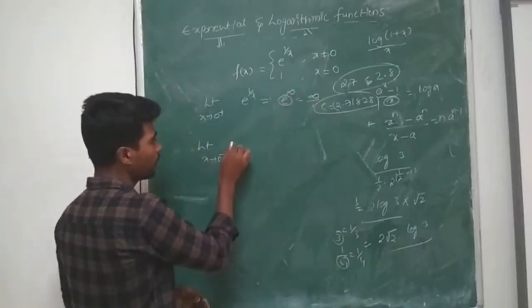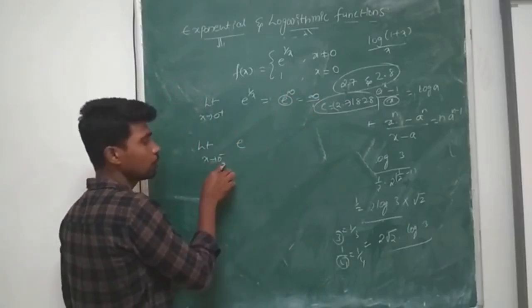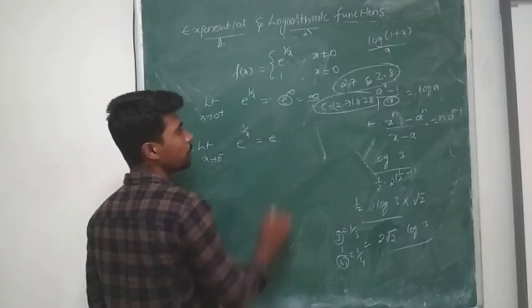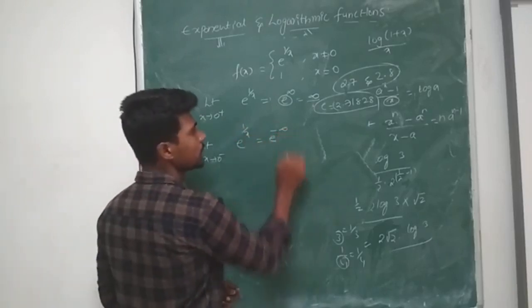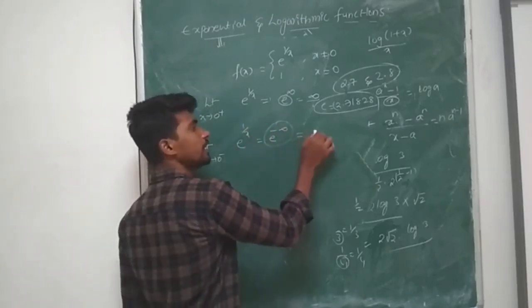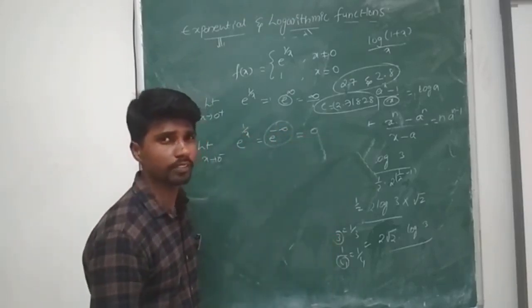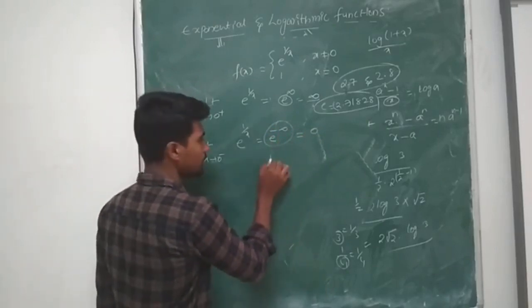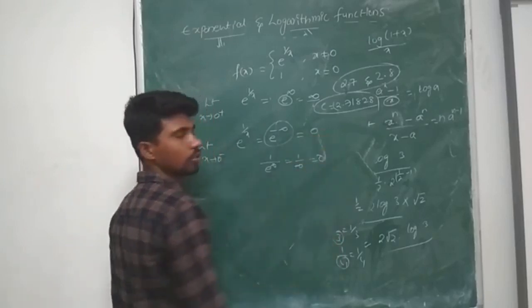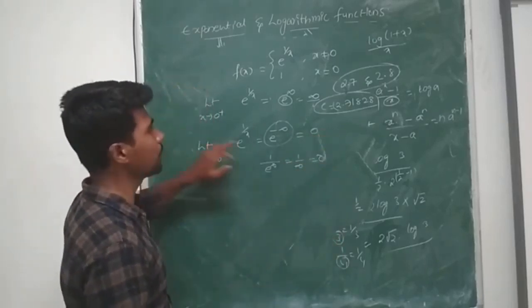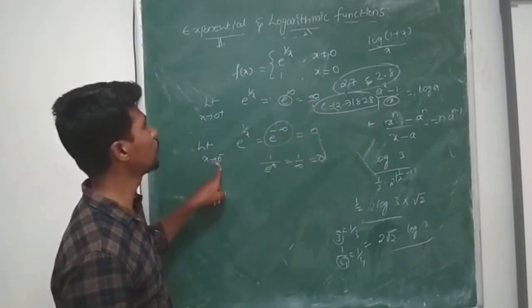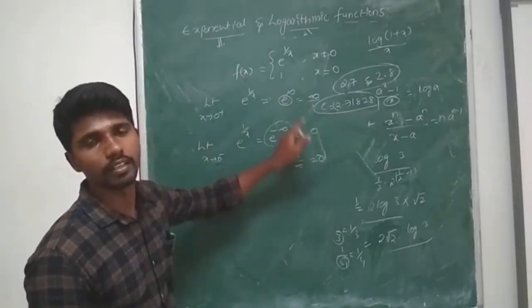Now you check for x tending to 0 minus, e power 1 by x. Then what do we get? E power minus infinity. So e power minus infinity gives 0. Why does e power minus infinity give 0? E power minus infinity is nothing but 1 by e power infinity, which is nothing but 1 by infinity, which is 0. See, the right limit and left limit are not equal. Therefore, at 0 we can say the given function is discontinuous.